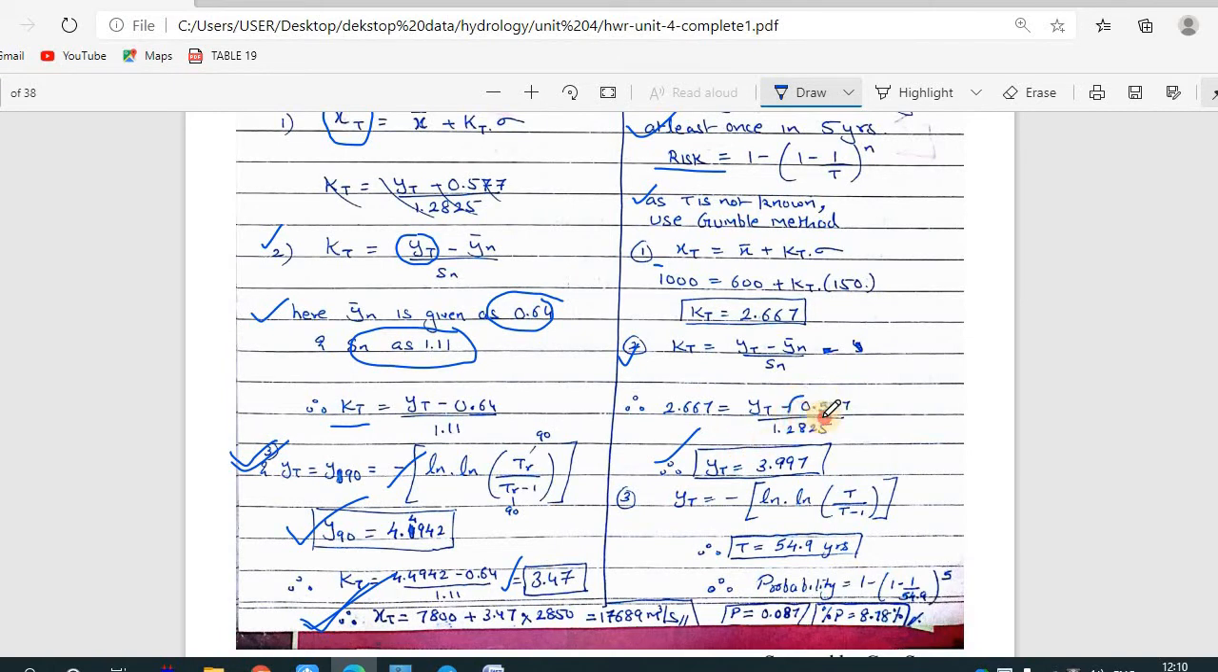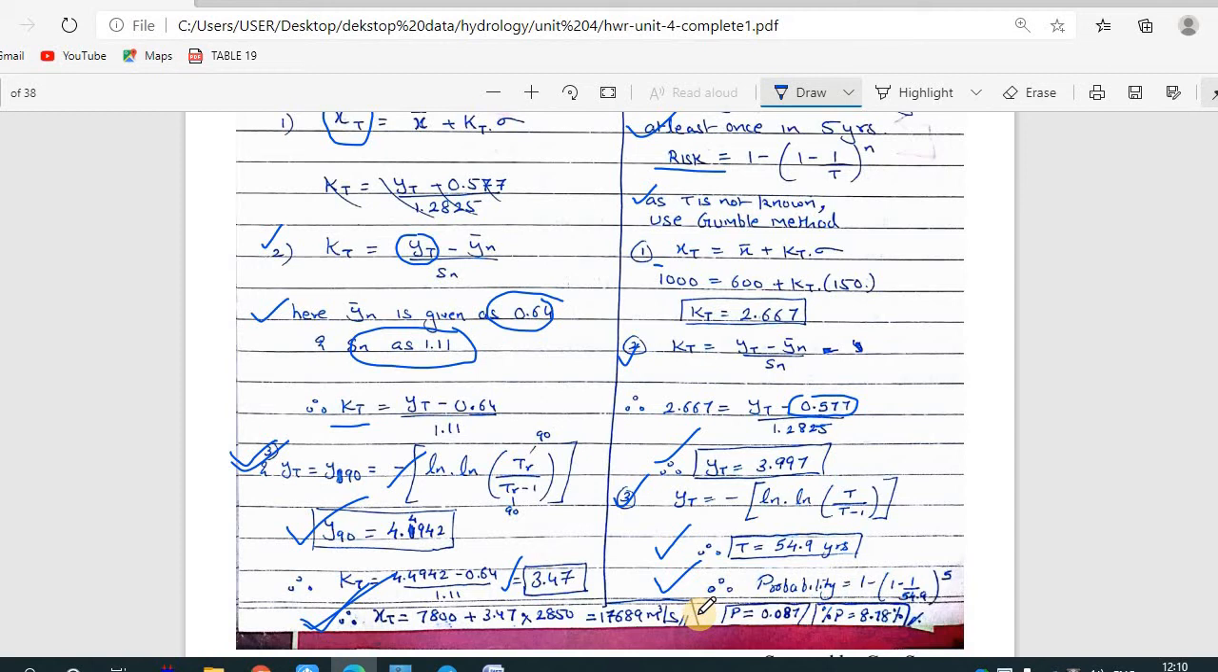These values are given in your question, but they are not mentioned over here, so I request you to add them into your question. Now yt can be calculated by minus ln of ln t over t minus 1. So the final value of t is coming out to be 54.94 years. So now we can calculate the probability. The formula for probability is related to your risk, 1 minus 1 by t. The return period is 54.9, so the probability is coming out to be 0.087.